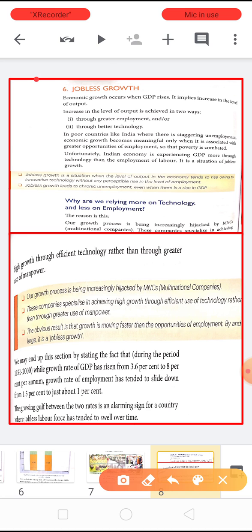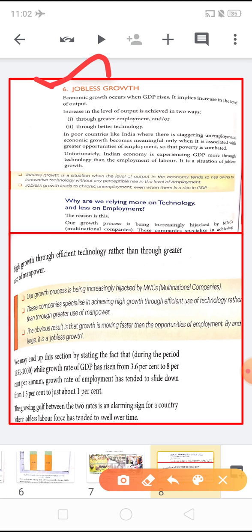Now, next, we are going to learn what we understand by jobless growth. Children, economic growth occurs when the GDP rises, as we all know. It implies an increase in the level of output. Increase in the level of output can be achieved in two ways: the first is through greater employment, and the second is through better technologies. In poor countries like India, where there is staggering unemployment, economic growth becomes meaningful only when it is associated with greater opportunities of employment so that poverty is combated.